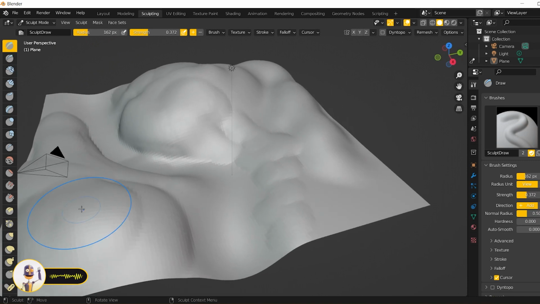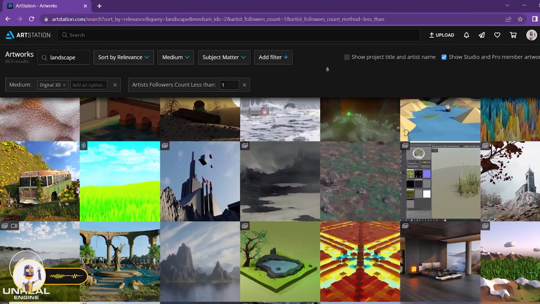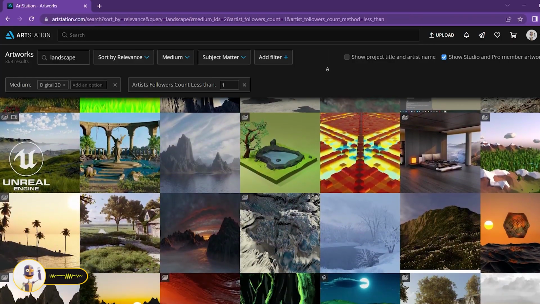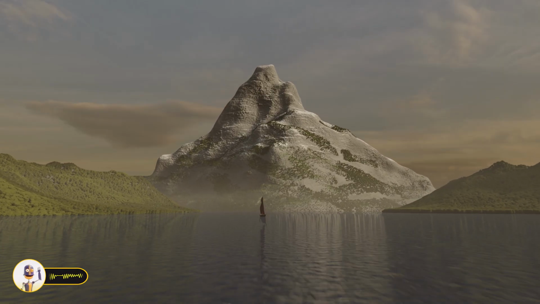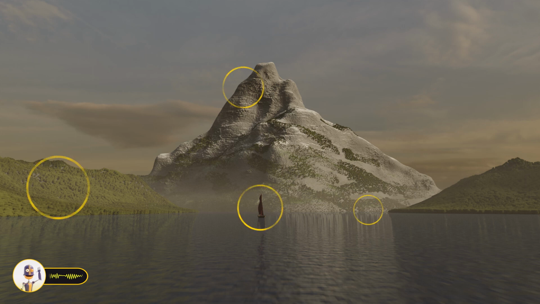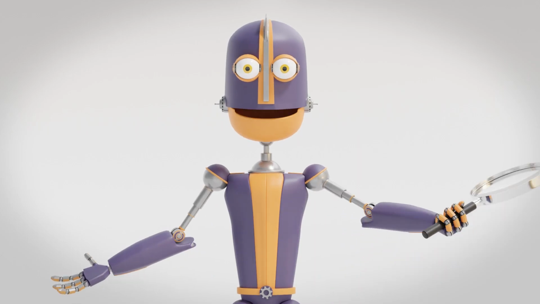It has come to my attention that many new artists struggle with landscape creation in their effort to make a landscape look realistic. It is often obvious that it is CG without anyone being able to pinpoint exactly what's wrong with it. So let's take a look.